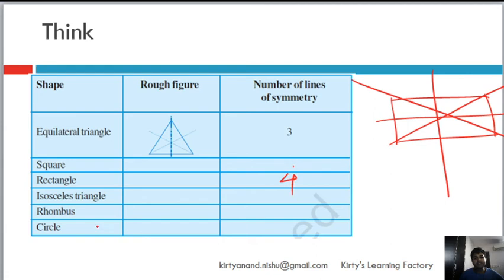Do it for an isosceles triangle, a rhombus, we have studied about the rhombus, circles we have talked about. So do it for an isosceles triangle. An isosceles triangle is a triangle in which two sides are equal. Okay? So put your own brain and see.